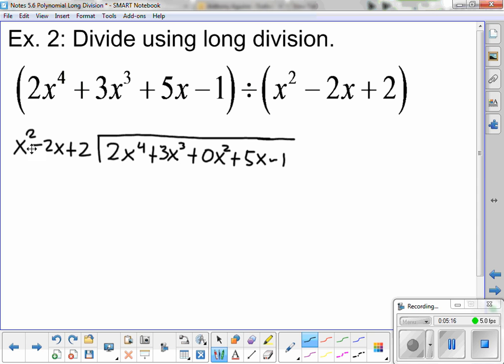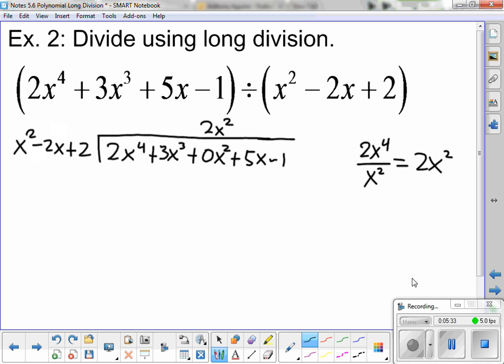Okay, so let's try this out. X squared into 2x to the fourth. So 2x to the fourth. First terms are the only ones that you're dividing. So it's going to be 2x squared. So I'm going to put that above your x squared, 2x squared. That's your division step. Now you're going to multiply.